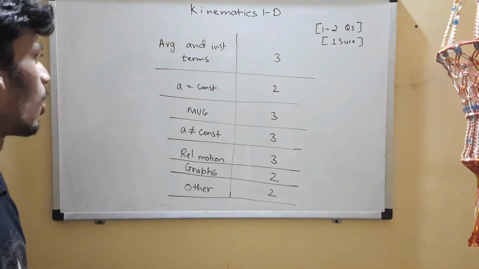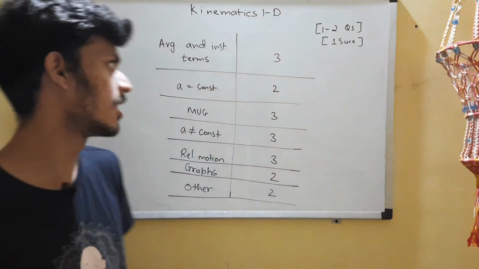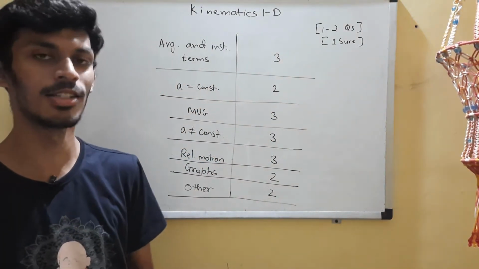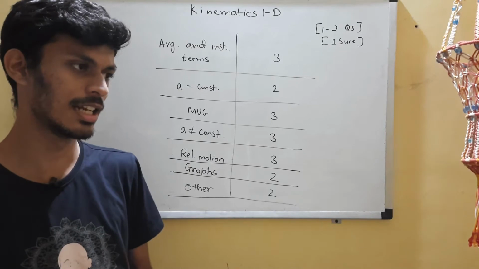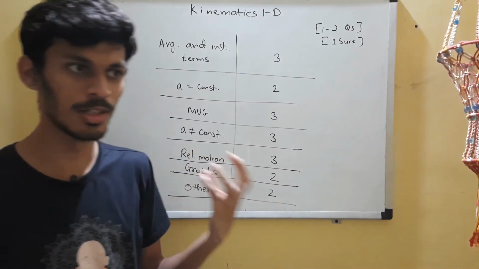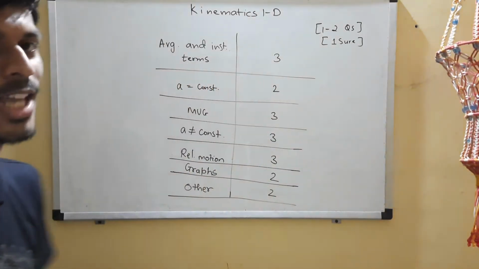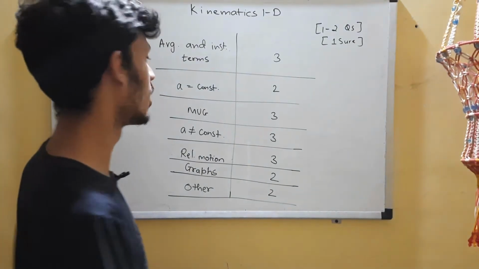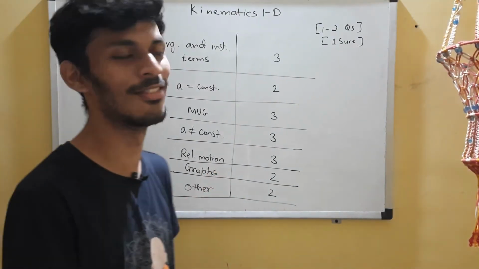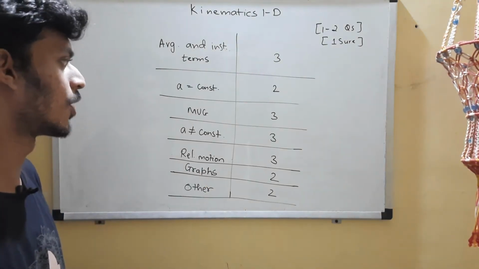Now the second topic to focus on is uniformly accelerated motion. Questions again here are straightforward. Only 2 questions were asked in the 15 years of consideration, and they are very straightforward. They just include the usage of your equations of motion, the 3 equations of motion which you use in uniformly accelerated motion.